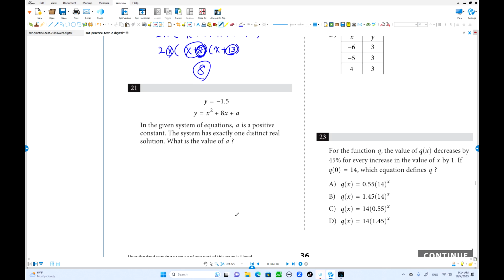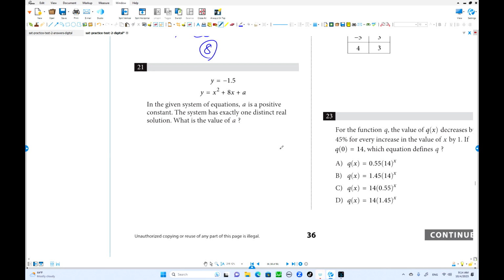Number 21. In the system of equations, a is a positive constant. The system has exactly one distinct real solution. This graph looks like this one. One distinct solution is only one intersection, right? This is y equals negative 1.5. So you can find the minimum value at this vertex, okay? You can use the axis of symmetry.